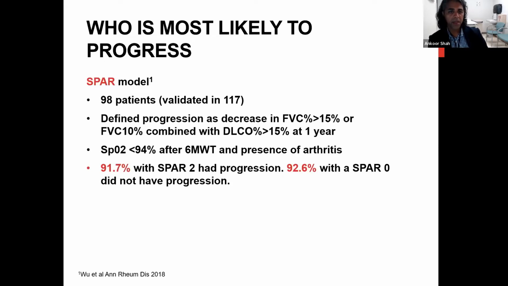So what they found is that the two factors that led to the greatest risk of progression of interstitial lung disease are the presence of arthritis, as well as a decrease in the SpO2 to below 94% after a 6-minute walk test. If a patient had both of these features, they had a 91% chance of progressing in terms of interstitial lung disease. Those that had a score of 0 actually had a 92% chance of not progressing. So again, sometimes a 6-minute walk test can be a helpful screening procedure in patients that you feel are high risk for interstitial lung disease.